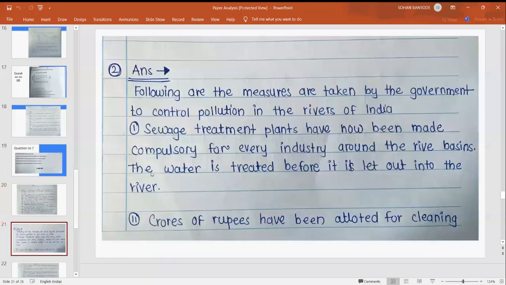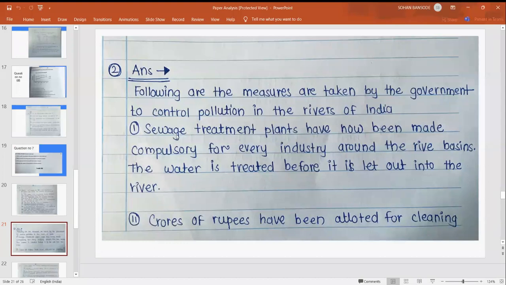Next one. Okay, answer number two. That is, it comes in half a page. So we'll see point number one over here, and in the next slide we'll see the remaining answer. Following are the measures taken by the government of India to control the river pollution. Okay, first, sewage treatment plants have now been made compulsory for every industry around the river basins. The water is treated before it is let out in the river.